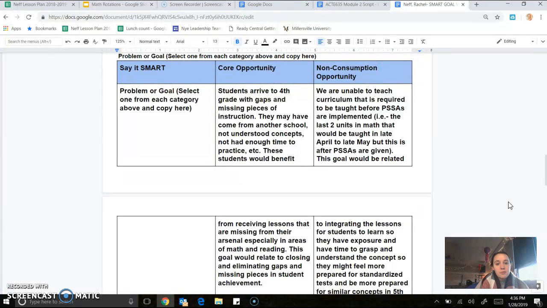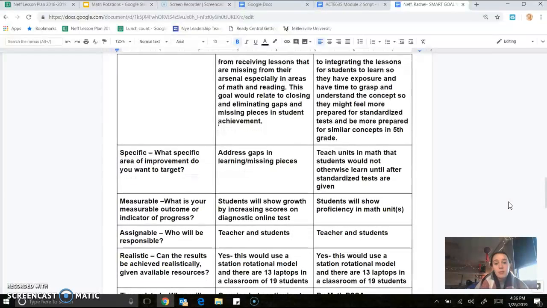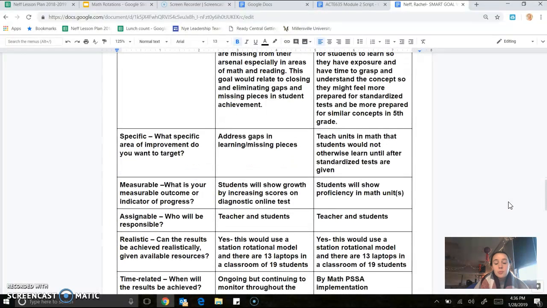My next goal, just to refresh, was to teach 2 units in math that are not being taught as of now because there's just not enough time before PSSAs. So specifically, teach units in math that students would not otherwise learn until after the standardized tests are given. So we are potentially getting to them, but it's just not ideal. The students don't feel confident with those skills. As teachers, we don't feel confident and comfortable sending our students into those tests knowing that they really have not had the chance to master those skills.